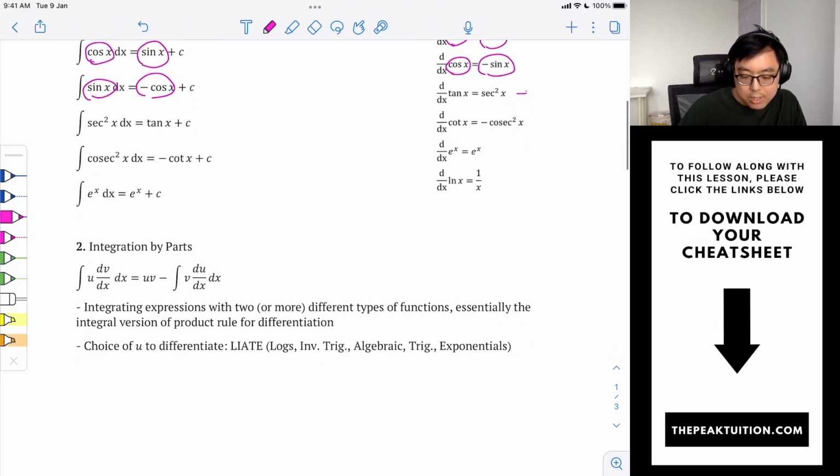So next is a technique for integration called integration by parts. By parts just means you integrate part by part in a sense. So you may think this equation is very intimidating to remember, but actually this is just a different way to write the product rule.